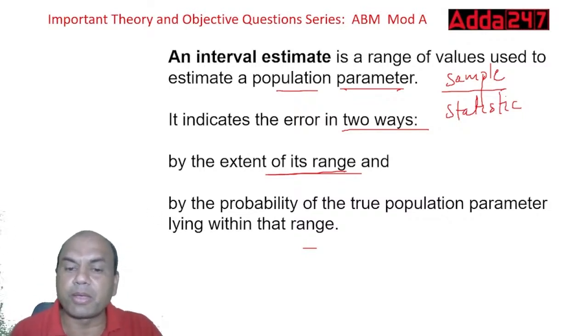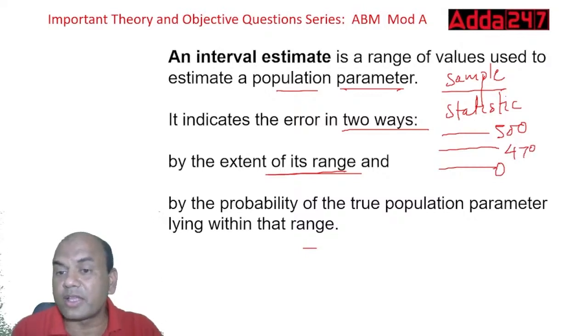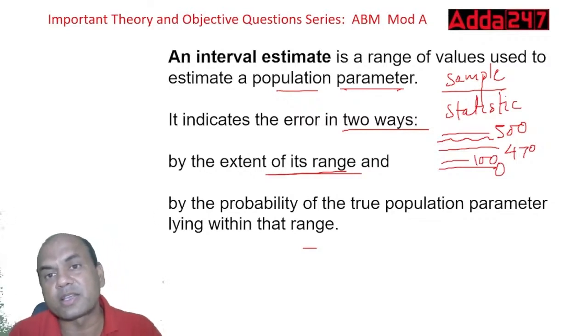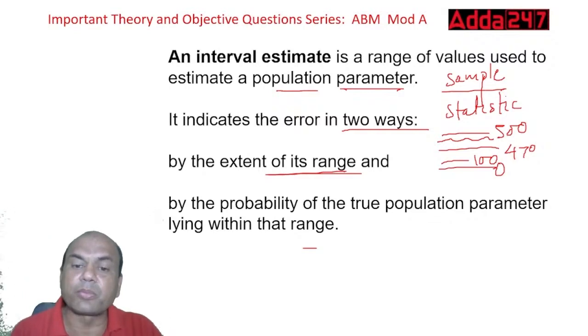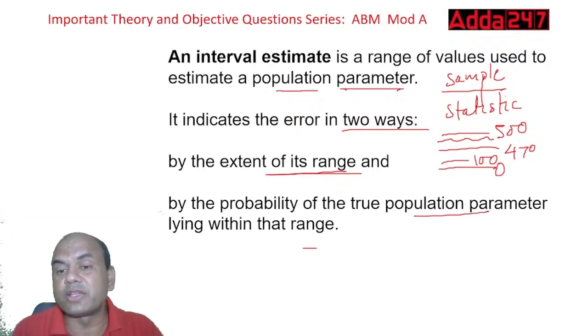So this is the extent of its range, and the probability of the true population parameter lying within that range. If I give you the range 0 to 500, India will definitely score between 0 and 500. But if I give you a range like 470 to 500, that is the accurate range, and my answer will lie somewhere in between. If it lies there, I'm accurate. If my answer lies somewhere around 100, then I'm far beyond this range. So the answer should lie within this range. That is a good interval estimate.